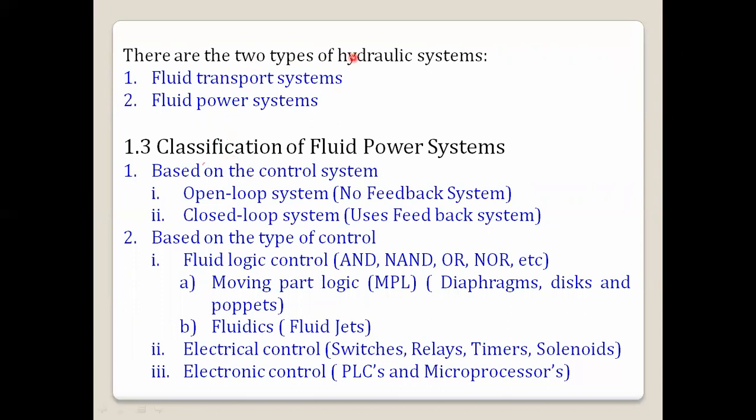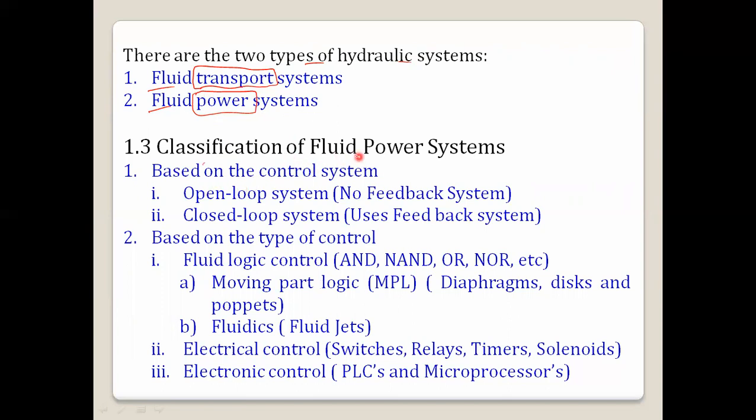If we see the types of hydraulic systems, they are the fluid transport system and the fluid power system. Fluid transport is mainly used for transportation purposes. Fluid power is mainly used for power generation, and power generation means to do the work.